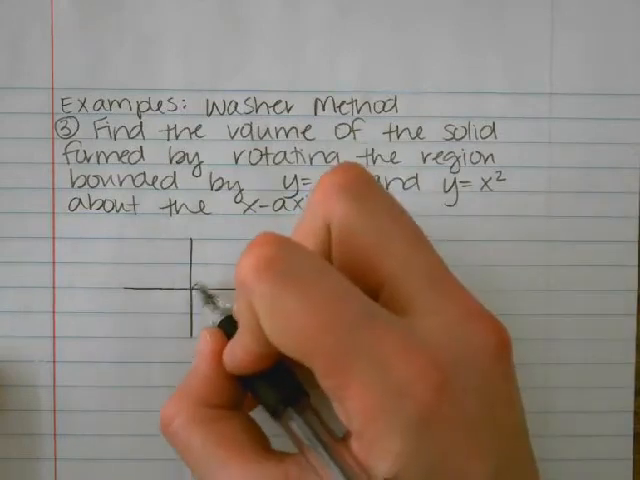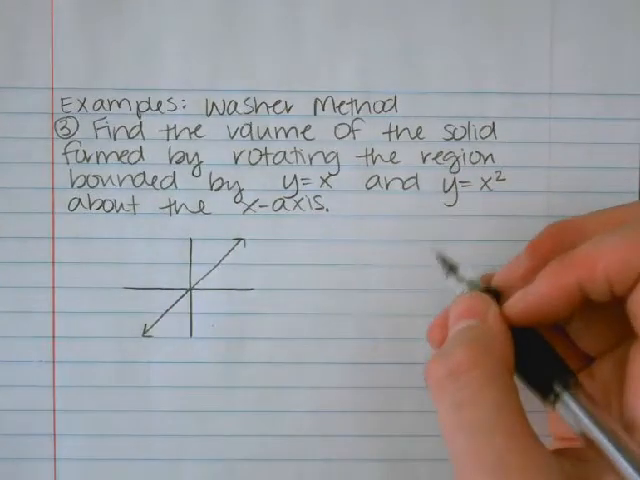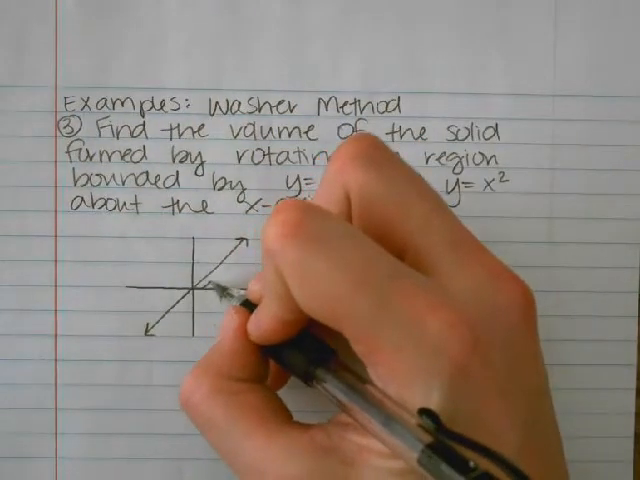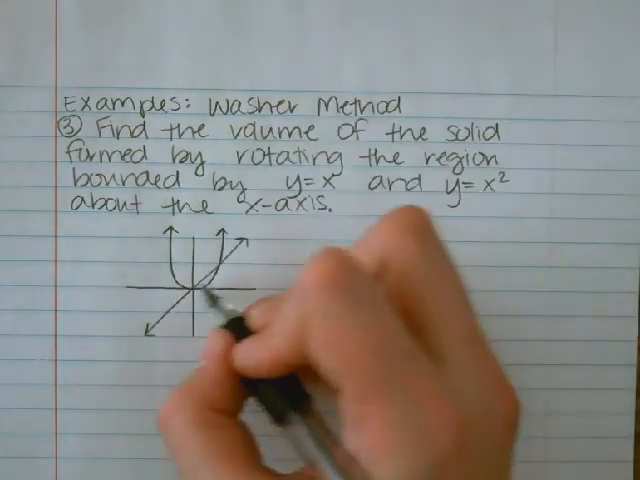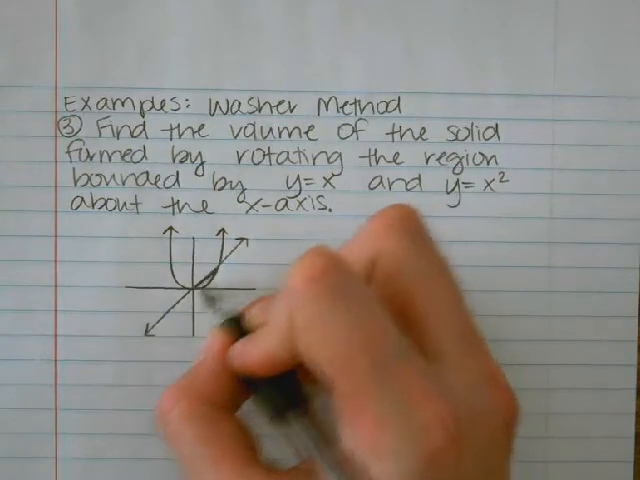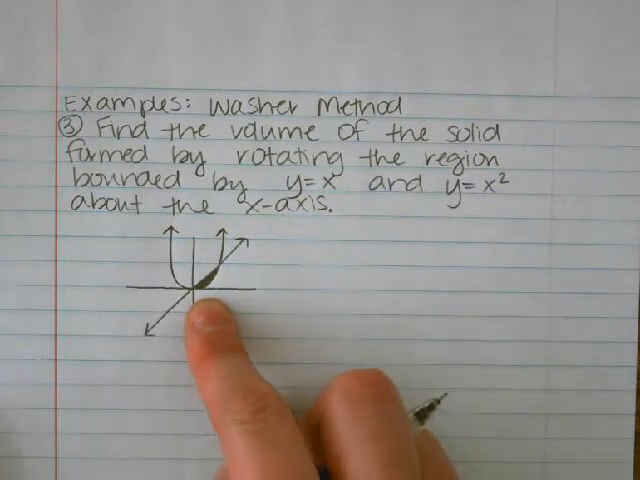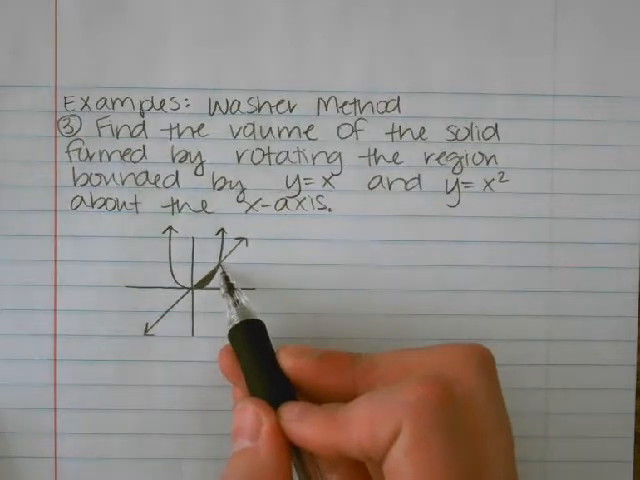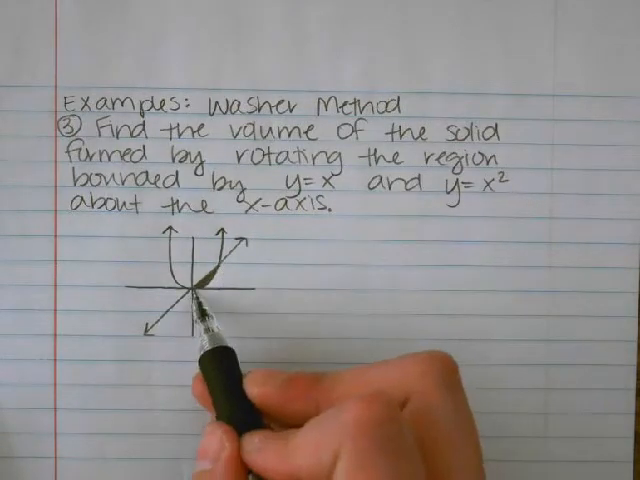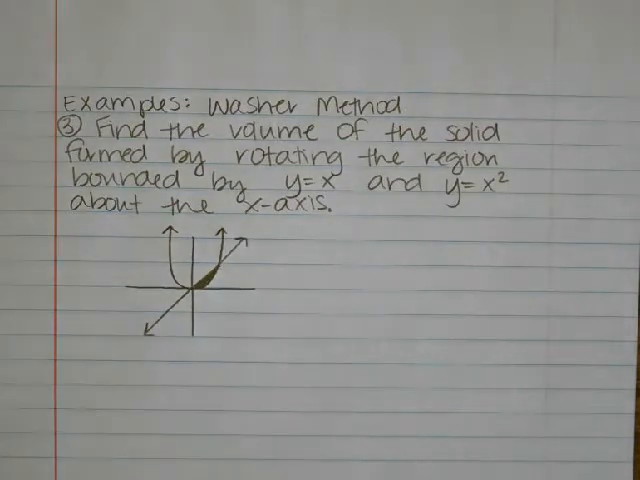So the line y equals x is that diagonal line, and a parabola would look like that. So here's what our region would look like. To be able to see that, you would really have to zoom in on your calculator, because this is happening from 0 to 1. The point where they intersect is 1, 1 right there. So they intersect at 0, 0, they intersect at 1, 1. And we're going to rotate this around the x-axis.